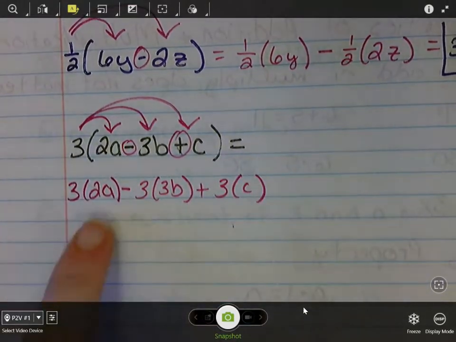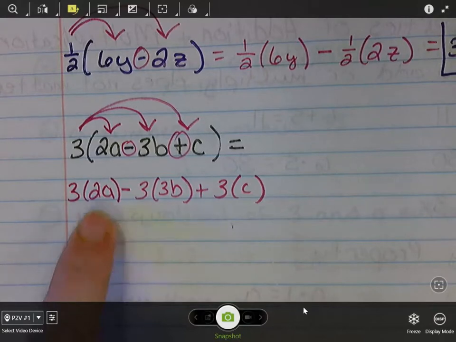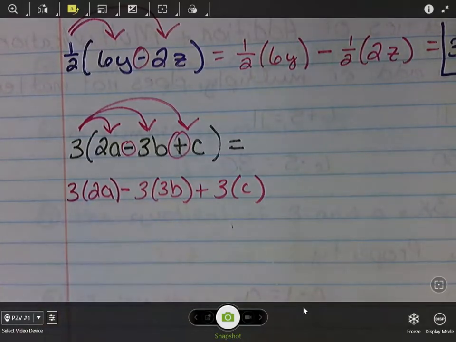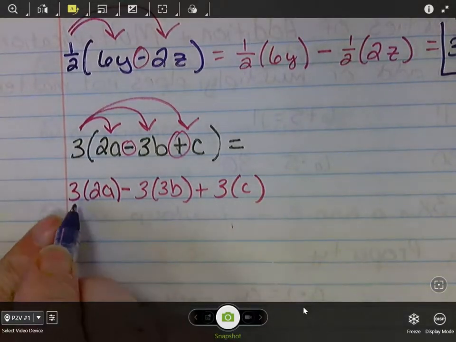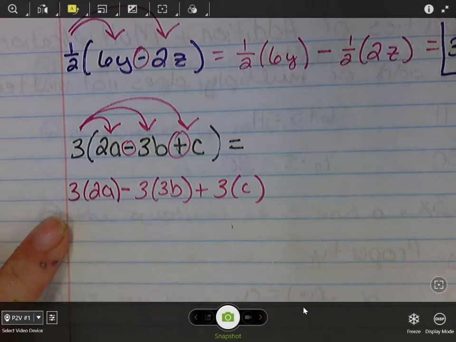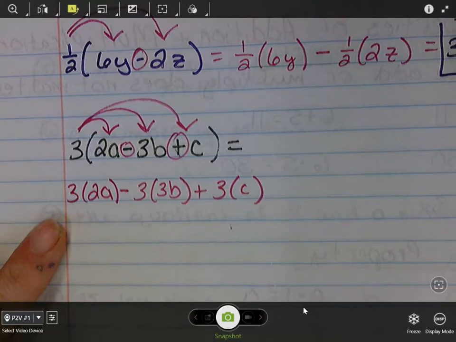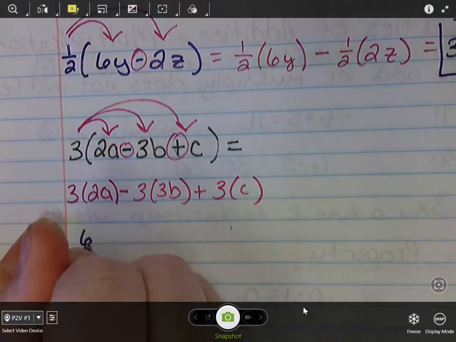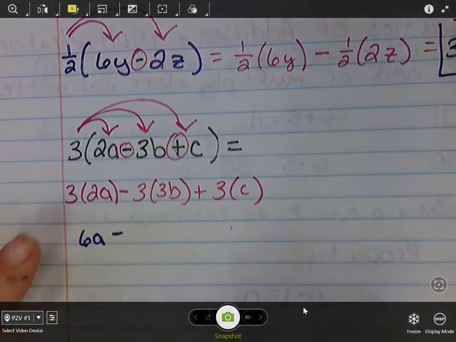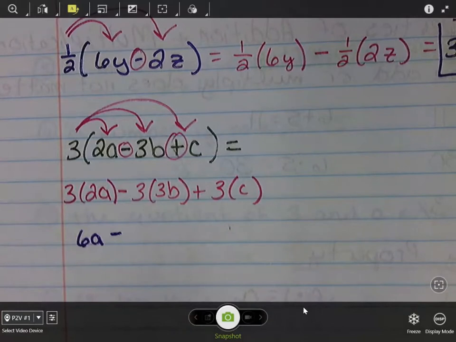All right, now you just do like what you've been doing before. So first you do 3 times 2a. Caleb, what would be 3 times 2a? Remember, you just multiply the coefficient. So you would just multiply 3 times 2. So what's 3 times 2? 6. 3 times 2 would mean 3 plus 3, which is 6. So that would be 6a minus. Now we do 3 times 3b. Trenton, what's 3 times 3b?